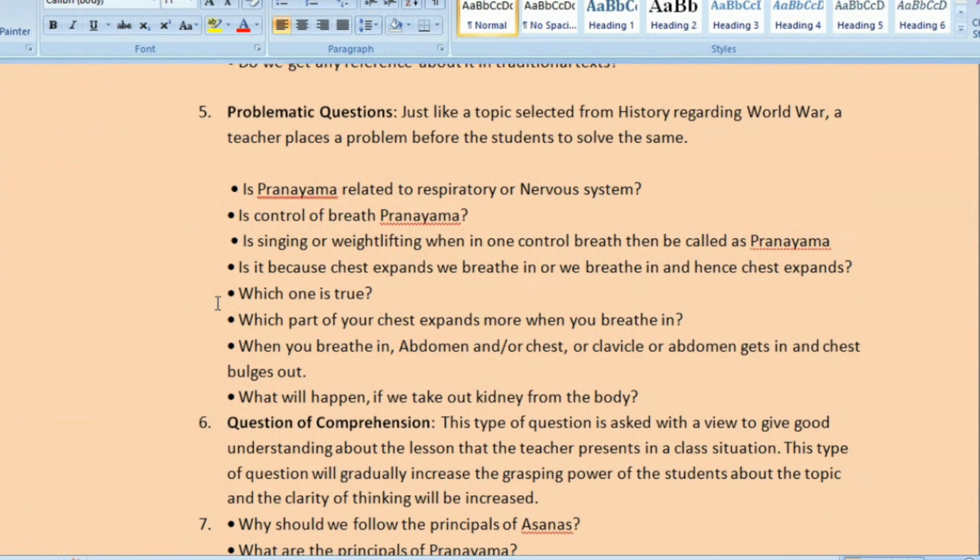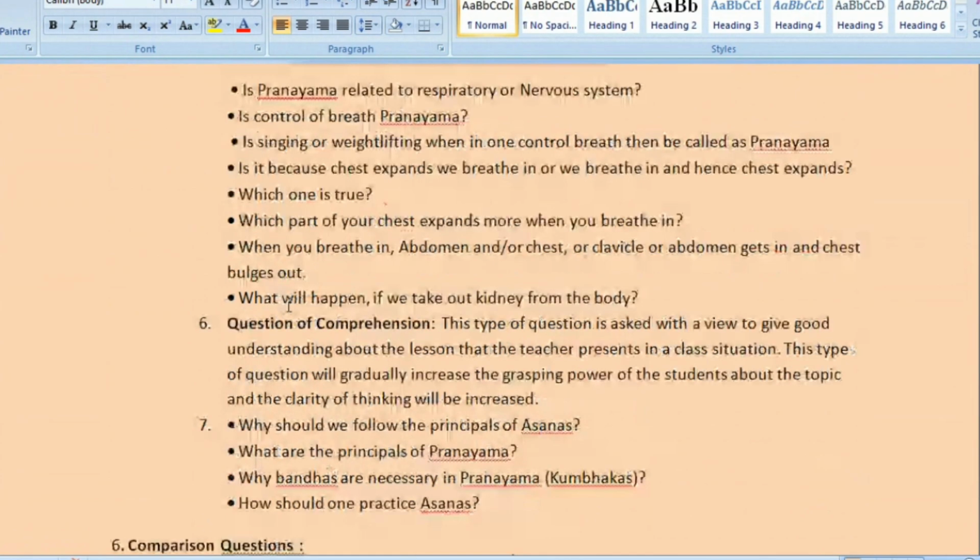Is it because the chest expands when we breathe in and we breathe out, and hence the chest expands? Which one is true? Which part of your chest expands more when you breathe in? When you breathe in, does the abdomen go in and the chest bulge out? What will happen if we take out the kidney from the body?